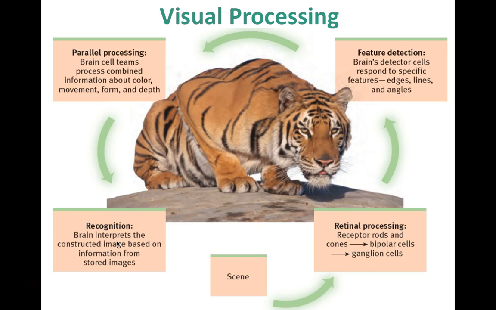The brain interprets that constructed image, okay, it's continuously being constructed in this parallel processing way, and interprets it based on information from stored images that already exist, okay. And that goes back to how our experience may affect how we perceive things, even at the sensory level. We're integrating all this information, and the recognition involves some comparison with already known objects and stimuli.